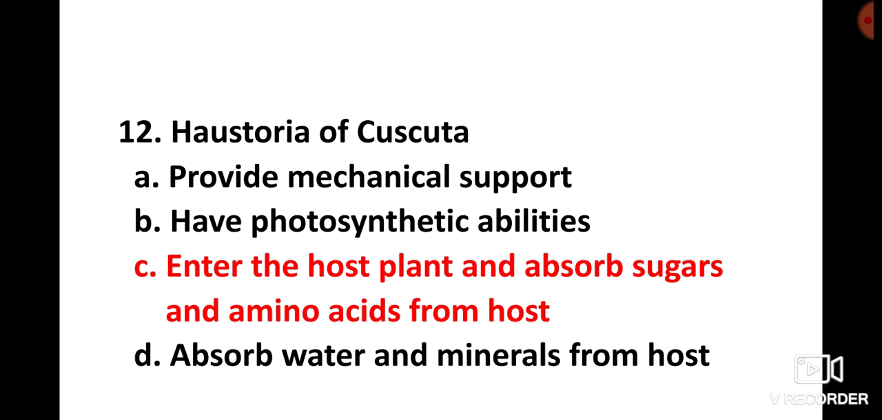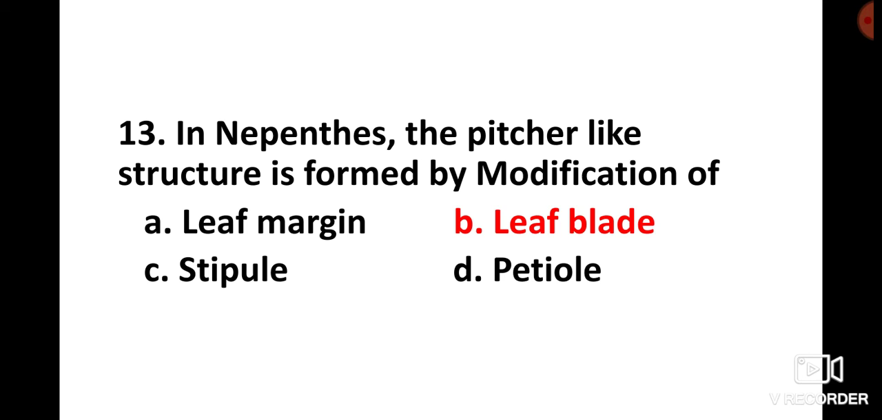Question number 12. Haustoria of Cuscuta. Right answer is C. Haustoria of Cuscuta enter the host plant and absorb sugars and amino acids from host. Question number 13. In Nepenthes, the pitcher-like structure is formed by modification of, right answer is B, leaf blade.